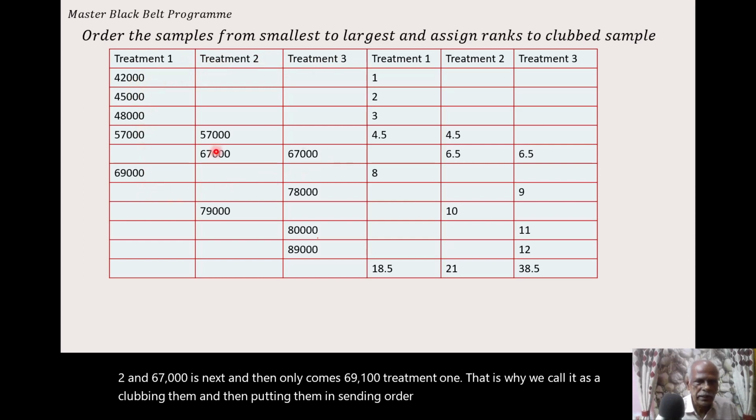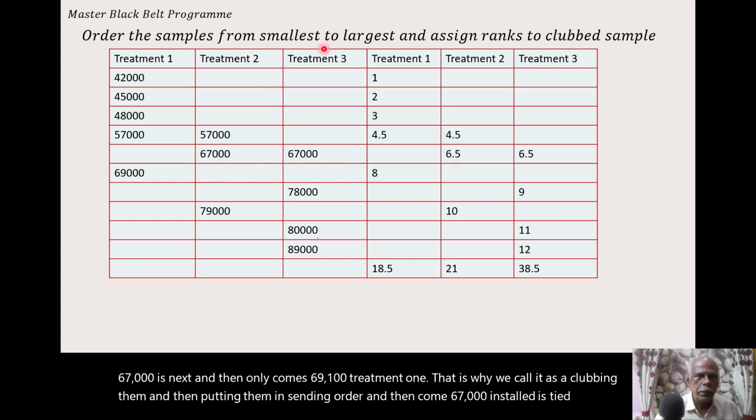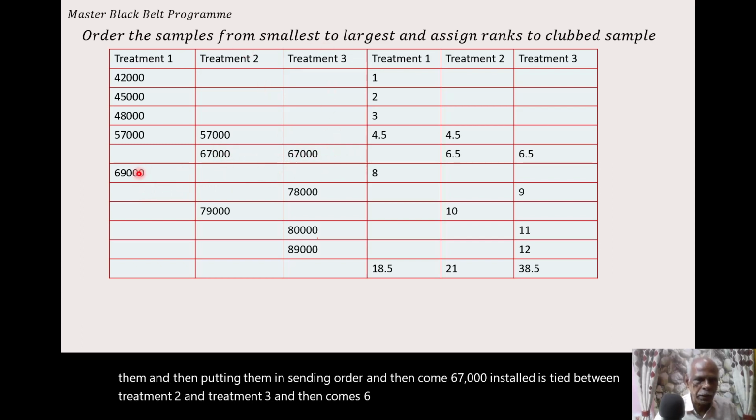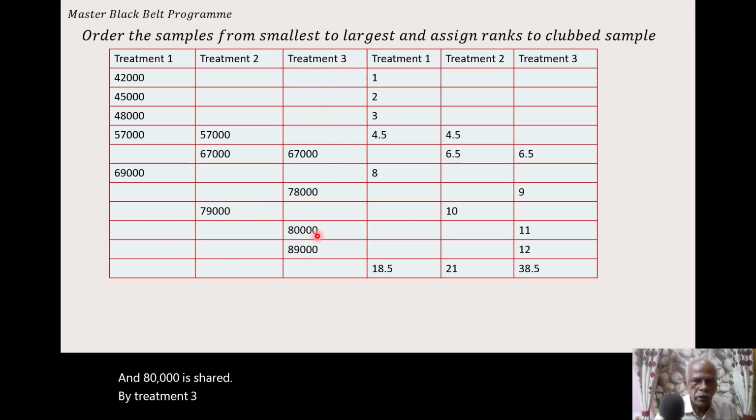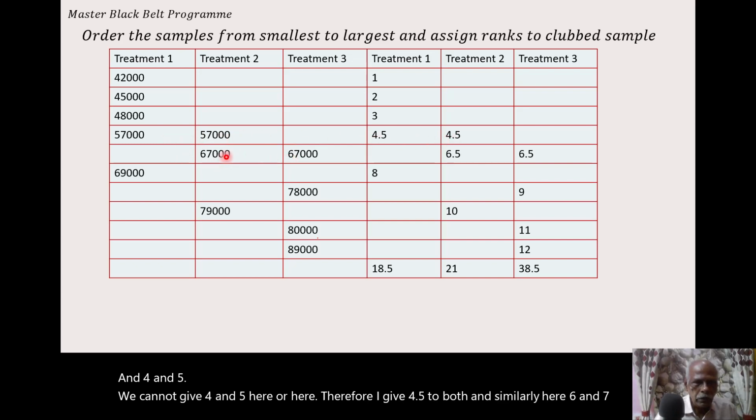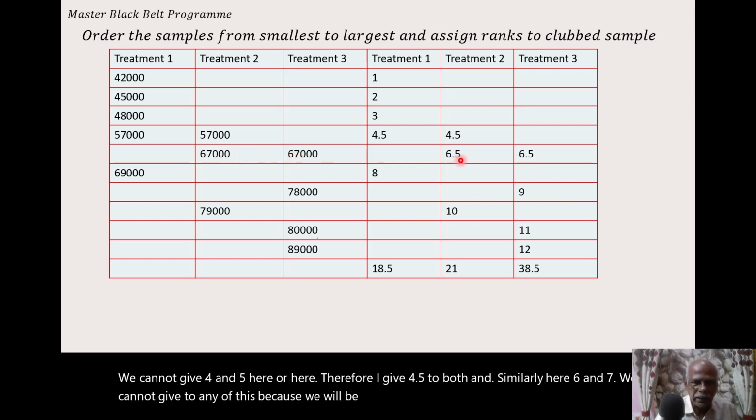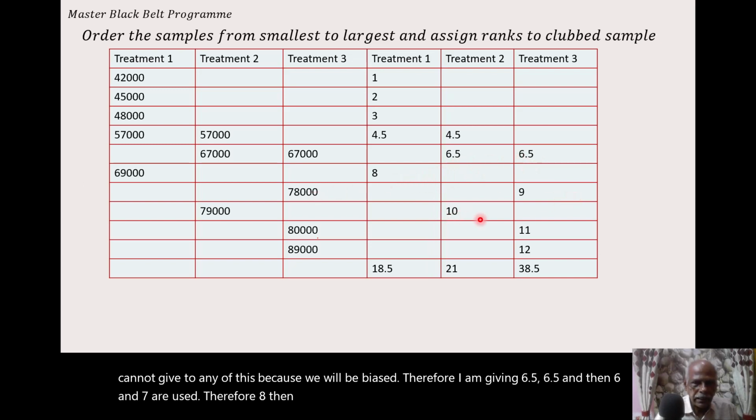And then comes 67,000, tied between treatment 2 and treatment 3, and then comes 69,000 for treatment 1, then comes 78,000 for treatment 3, then comes 79,000, and 80,000 is shared by treatment 3. Therefore, we are going to give the ranks accordingly. So 1, 2, 3, and 4 and 5, we can't give 4 and 5 here or here. Therefore, I give 4.5 to both. And similarly here 6 and 7 we can't give to any of these because we will be biased. Therefore, I am giving 6.5, 6.5, and then 6 and 7 are used. Therefore, 8, then 9, then 10, then 11, and then 12.